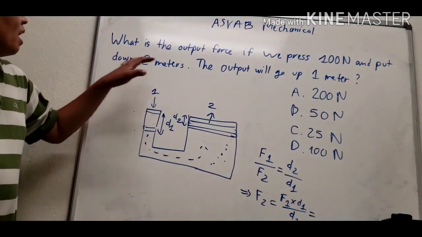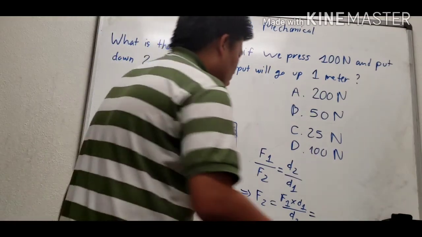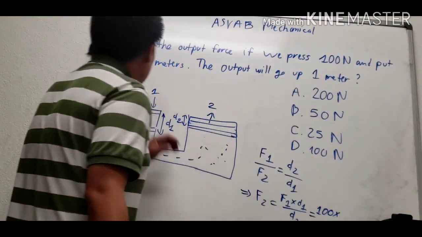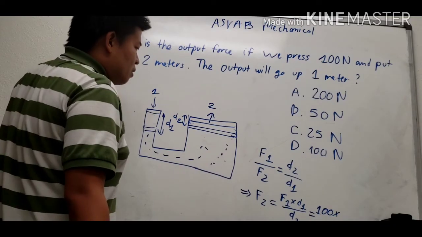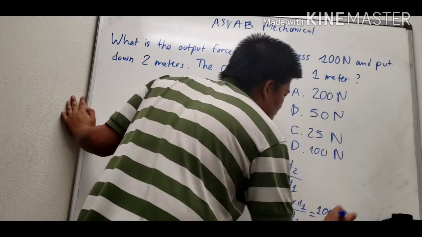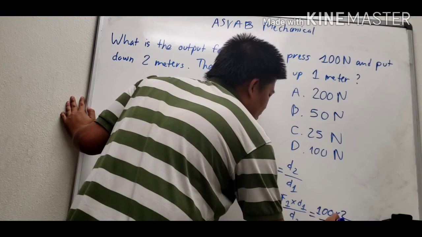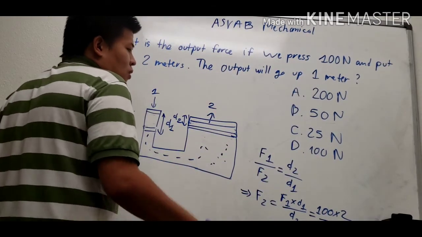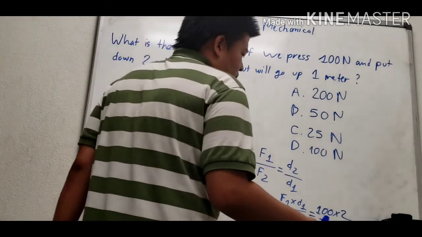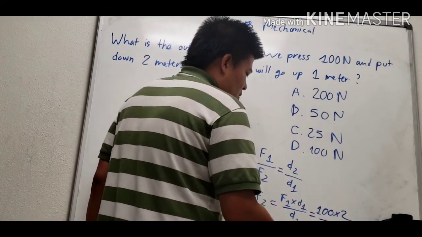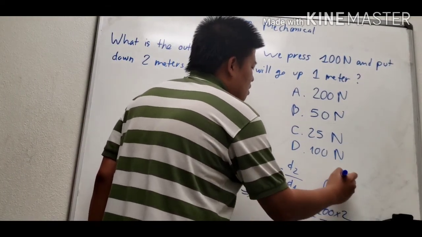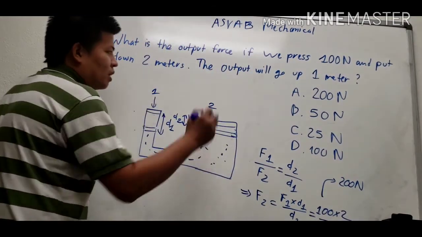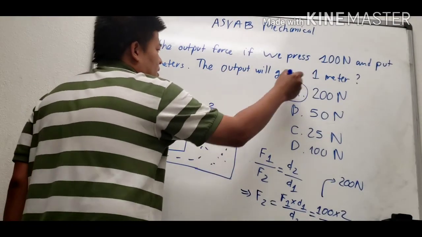So here the force is 100 newton. We multiply by D1, that's 2, and divide by 1, that's the distance going up, 1 meter. After we multiply and divide together, we get 200 newton. So the answer to the question is A.